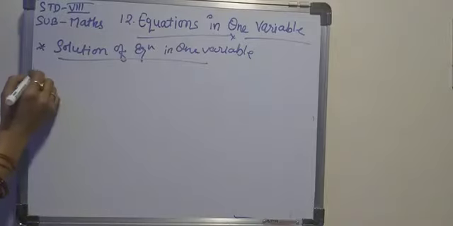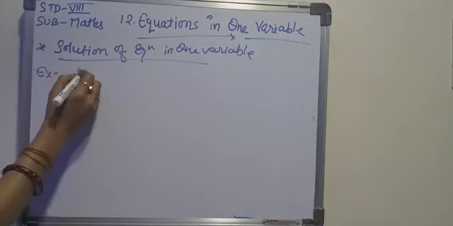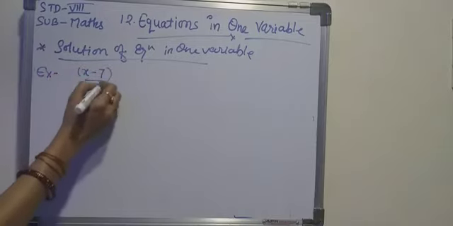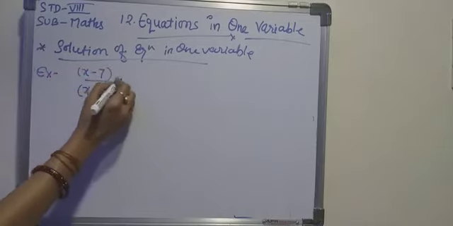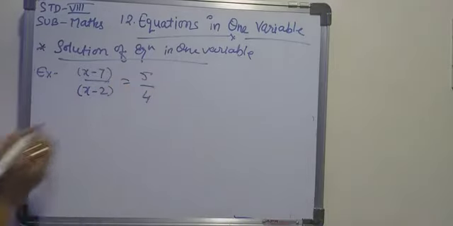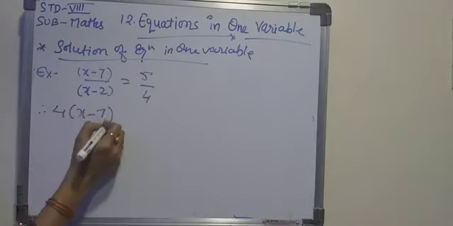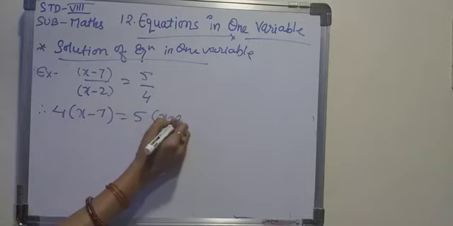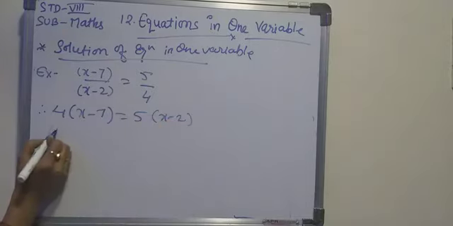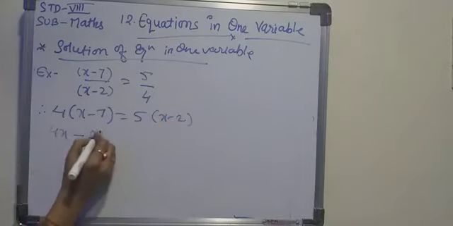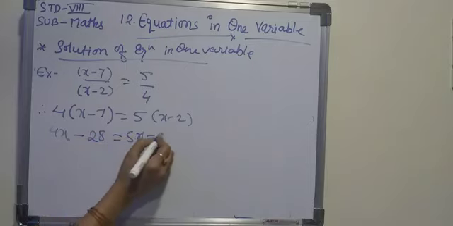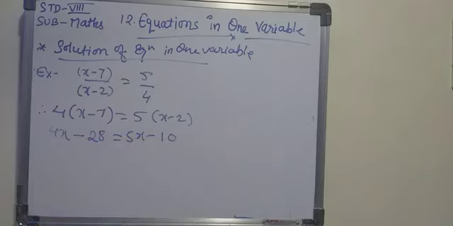What if you have a sum like this? Example: (x minus 7) upon (x minus 2) is equal to 5 upon 4. Your first step is to do the cross multiplication. What you will get: 4 into (x minus 7) equals 5 into (x minus 2). Now open the bracket. 4 times is 4x minus 28, and 5x minus 10. Now what you have to do? You have to remove this.